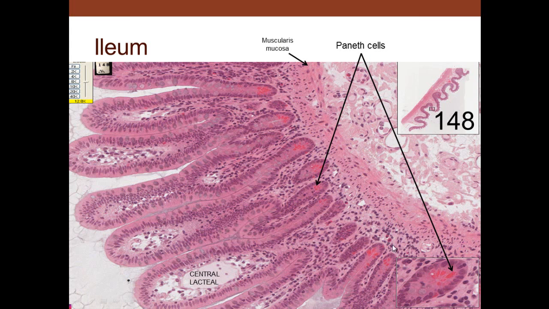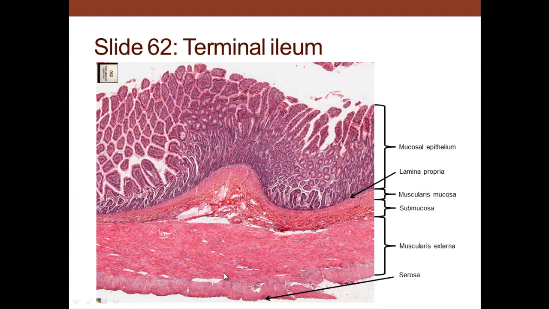And here we can see the very big granules right at the bottom of these crypts of Lieberkühn, which are the Paneth cells, the muscularis mucosa in through there, intestinal absorptive cells, and we can see the goblet cells as well, and the central lacteal is right there.